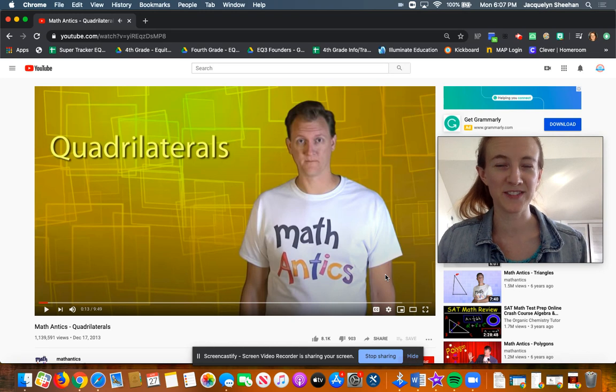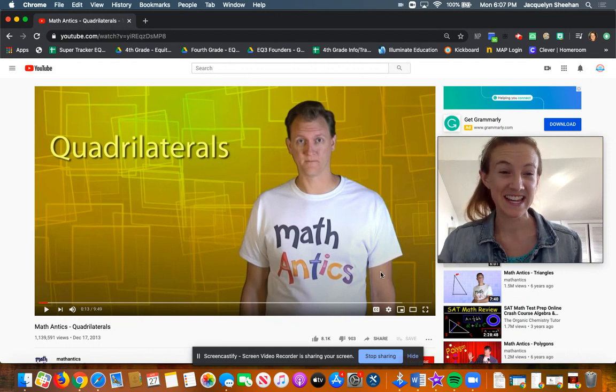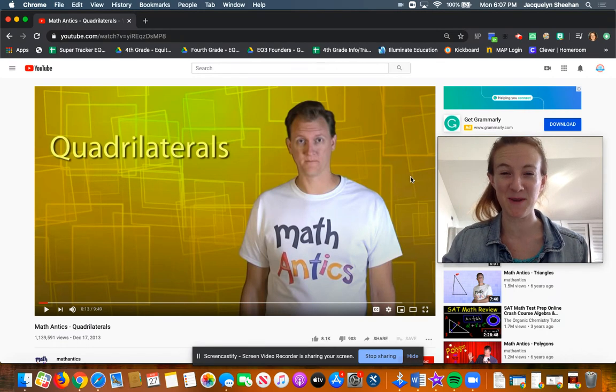Okay, I have to pause for a second. Hopefully the scholars in my classroom remember this because I have it posted in my classroom. Does anybody remember what the root quad means? Okay, hopefully you remember. He's going to go over it.